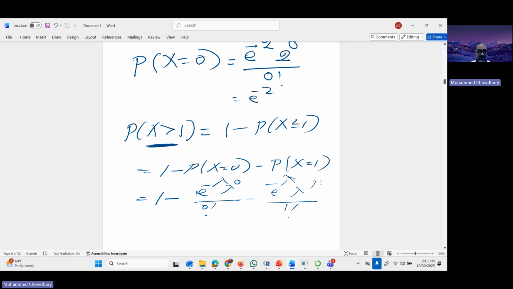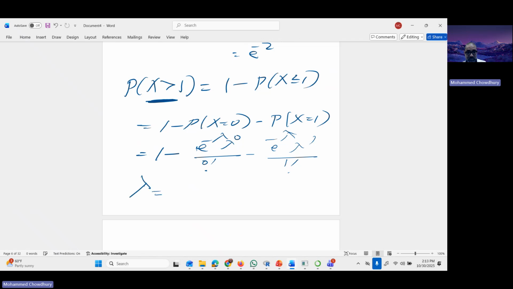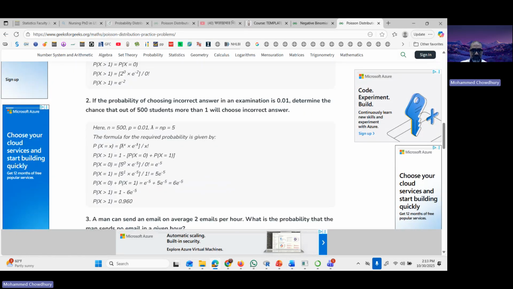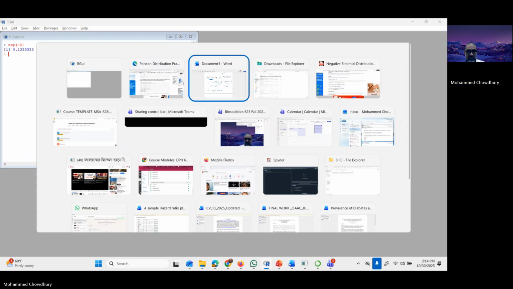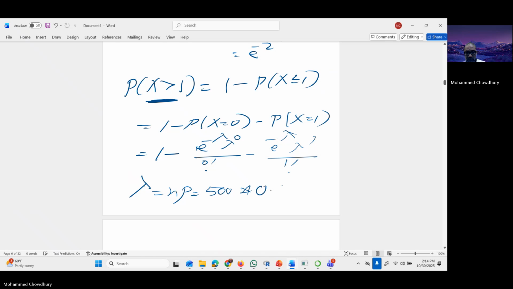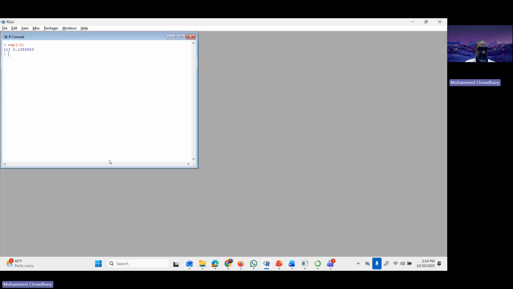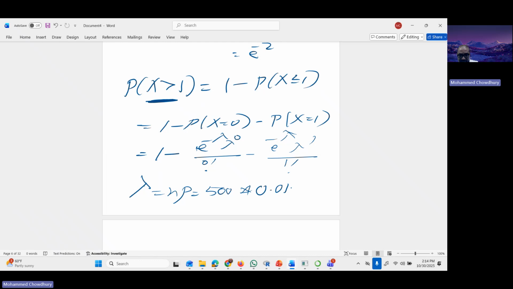Now what is lambda? We have to find the value of lambda. Lambda is the mean, which is equal to np. So there are 500 students, and the probability of choosing an incorrect answer in an examination is 0.01, so 500 times 0.01. If you multiply these, I think it will be 5. So we have the value 5 here, right?